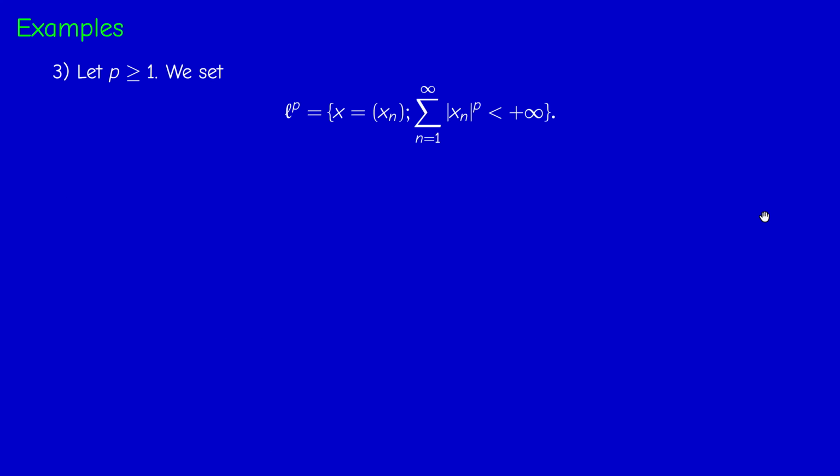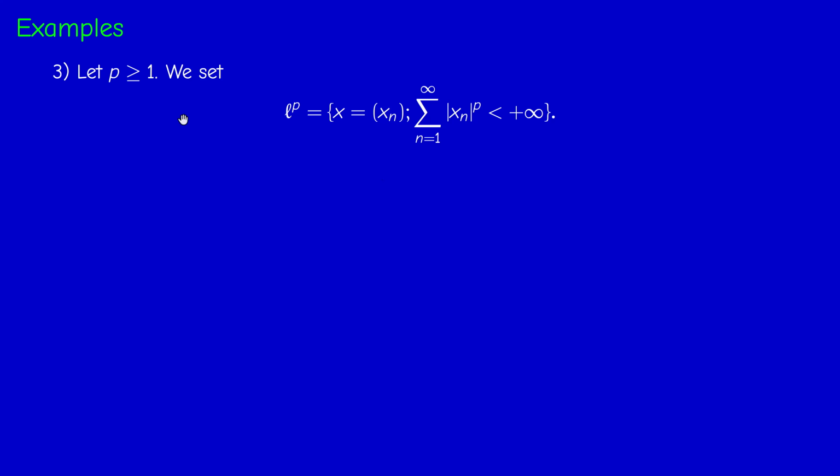Okay, third example, less trivial. An example of an infinite dimensional space is the space of sequences. So a point here in that space is a sequence. It's an infinite sequence, so it's a list, x1, x2, etc., satisfying this condition if p is bigger or equal than 1. So small lp is the set of sequences such that the series whose general term is xn to the p is convergent. So this is just another notation to denote convergence of this series.